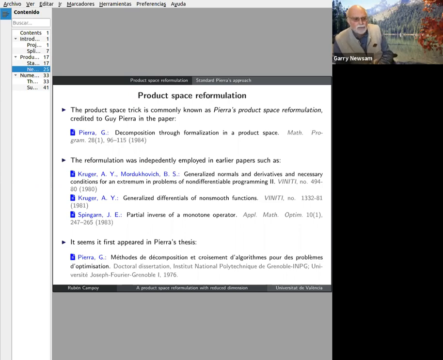Rubén, Gary Newsom here. Thanks for the talk. Just wondering if you, in your experience, now have any guidelines as to what's the best choice for the one of the constraints to include in the diagonal? Should you include the biggest constraint or the smallest constraint?